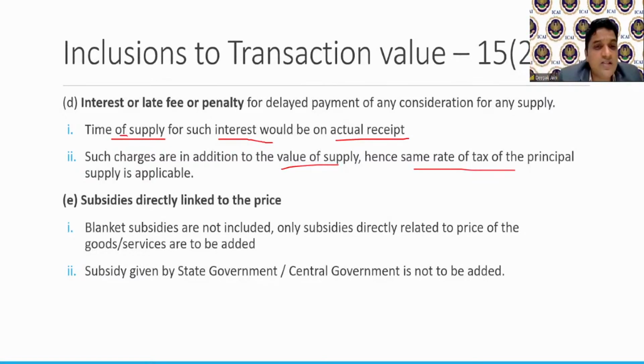Okay. Then subsidies should be directly linked to the price. Blanket subsidies are not included. Matlab, if I'm getting a bulk subsidy of 1 lakh rupees and it is not linked to my sale price, then I don't have to include it in my supply value. Also, supply given by the central government and state government is not added. Clear?